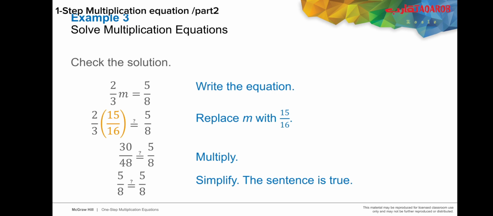It's better for you to work vertically. As you can see here, I can simplify 3 divided by 3 is 1 and 15 divided by 3 is 5. And I can simplify 2 by 2 is 1 and 16 divided by 2 is 8. So the answer will be 5 over 8. Is 5 over 8 equal to 5 over 8? Yes, correct. So the solution is correct. The value of m is equal to 15 over 16.